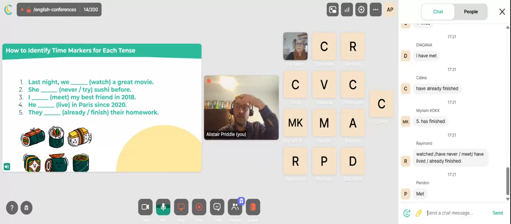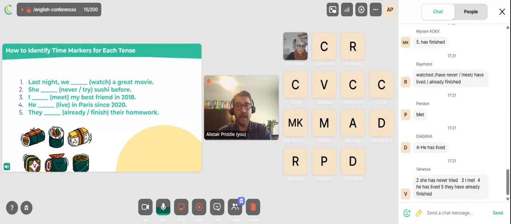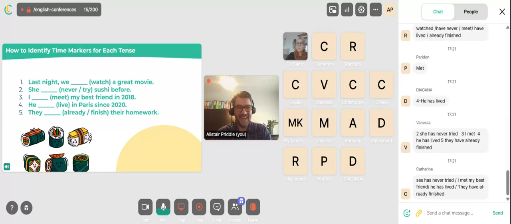So last night we a great movie. Number 2, she sushi before. Number 3, I my best friend in 2018. Number 4, he in Paris since 2020. And number 5, their homework.